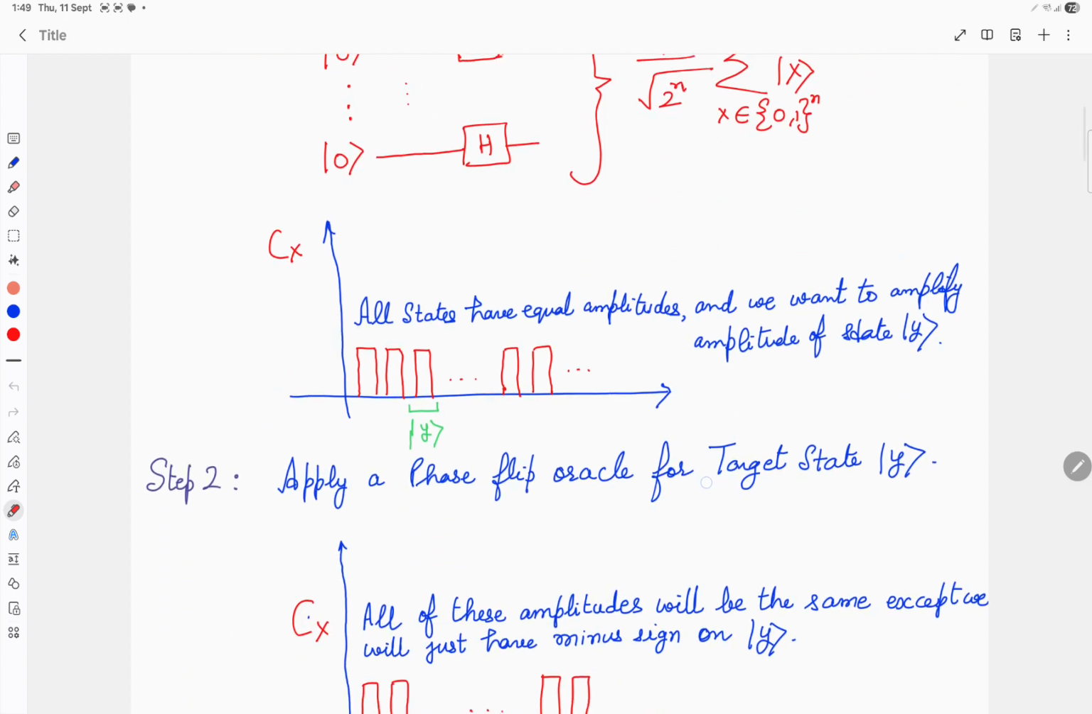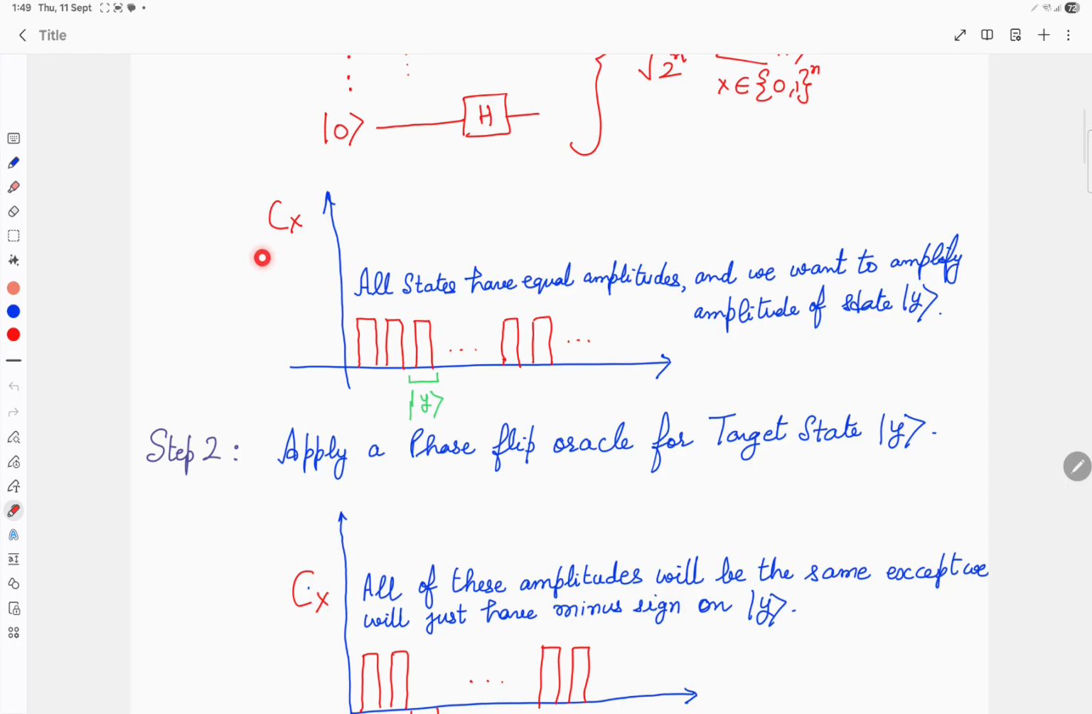And that is quite clear from this graph, where Cx is the representation of the quantum amplitudes. All the states have the same amplitudes and we want to amplify the amplitude of the target state, which is ket y. We want to amplify the amplitude of ket y as large as possible so that there is a very high probability that we get the correct state as the measurement output.